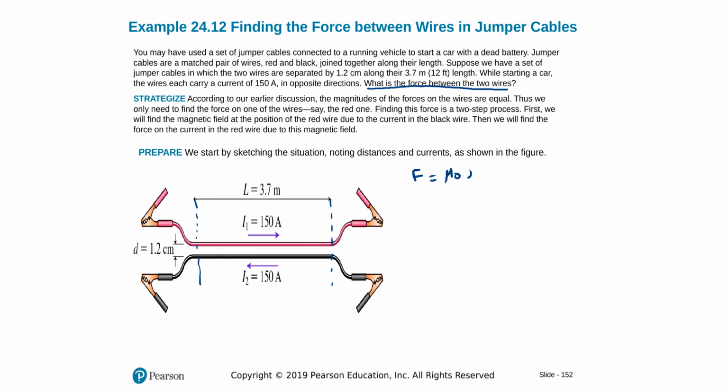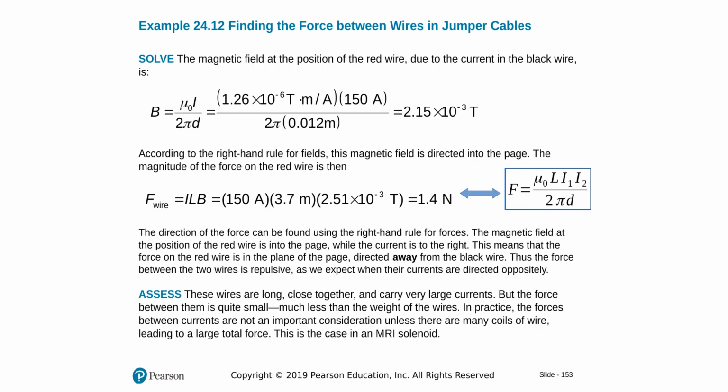Magnitude is mu0 I1, I2, L divided by 2 pi D, and they're in opposite directions, so they will repel each other. That's the direction. So this case is an easy case for forces due to current carrying wires on each other. And once you put in all the values, you'll find the force to be 1.4 Newton. I could go ahead and find the magnetic field of one of the wires and then use ILB to find it. I would find the same result.